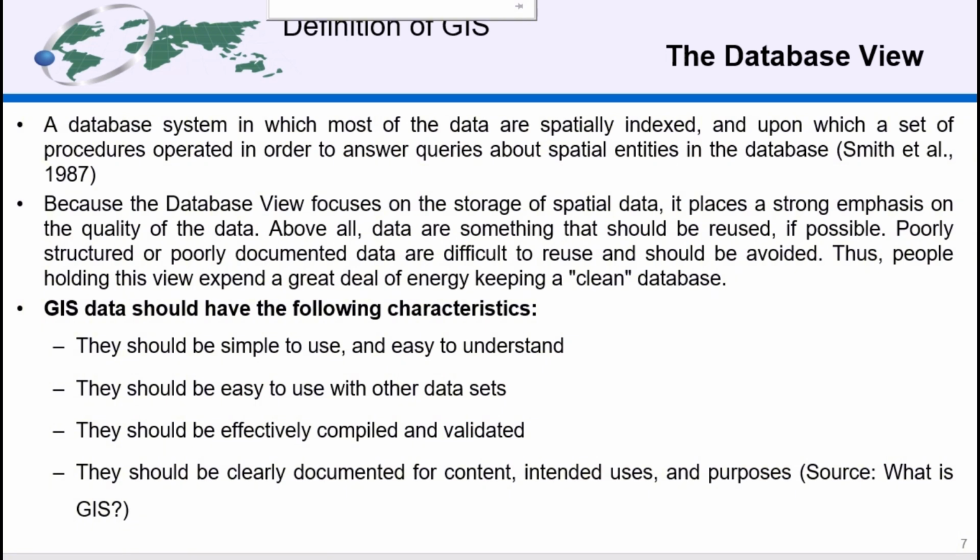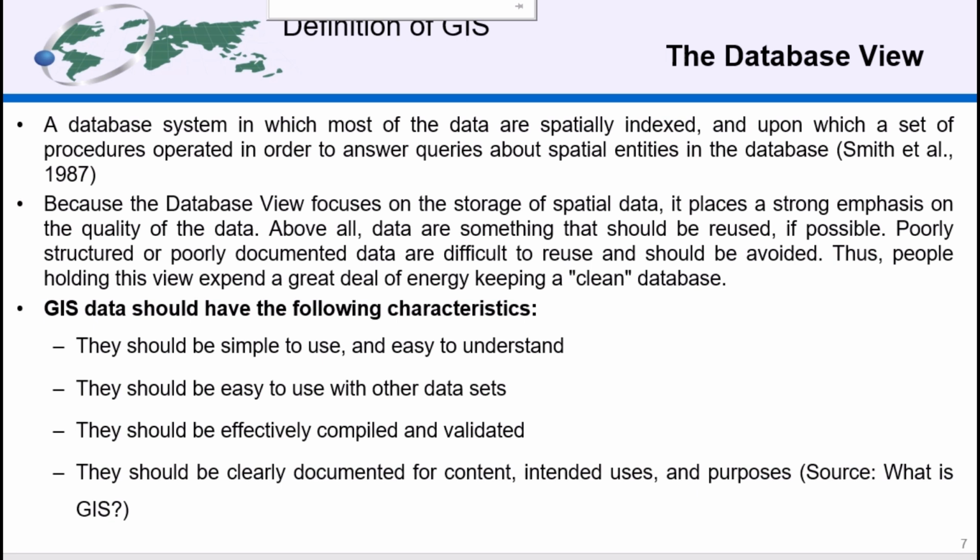Because the database view focuses on the storage of spatial data, it places a strong emphasis on the quality of the data. Above all, data are something that should be reused, if possible. Poorly structured or poorly documented data are difficult to reuse and should be avoided. Thus, people holding this view expend a great deal of energy keeping a clean database.